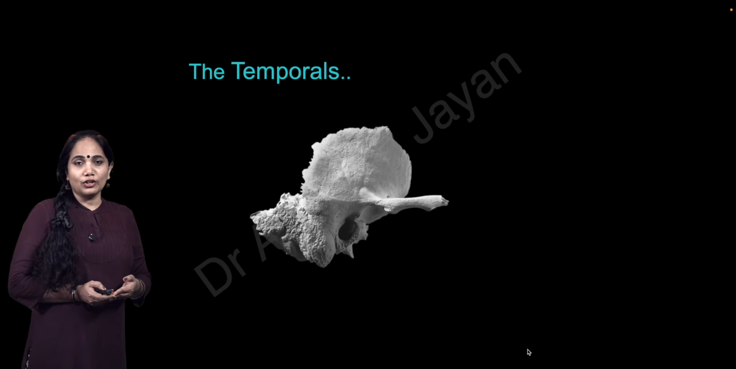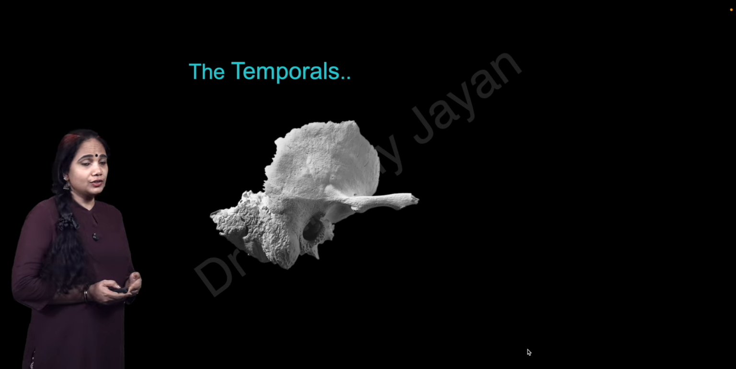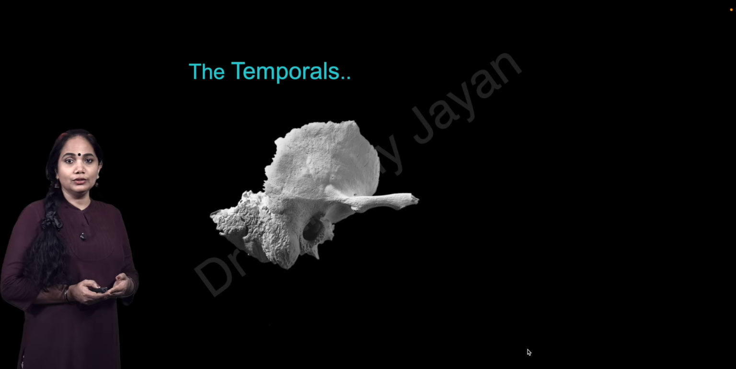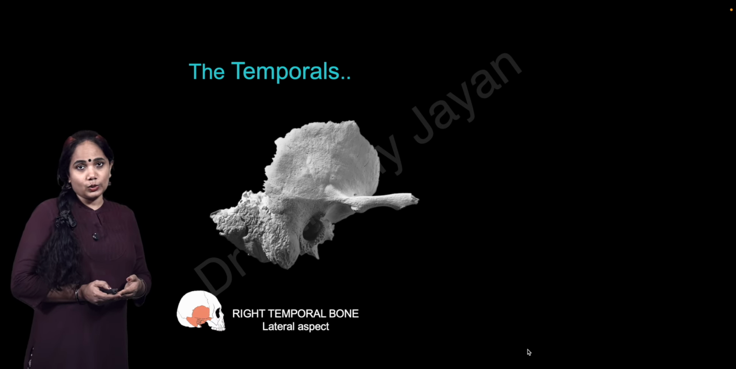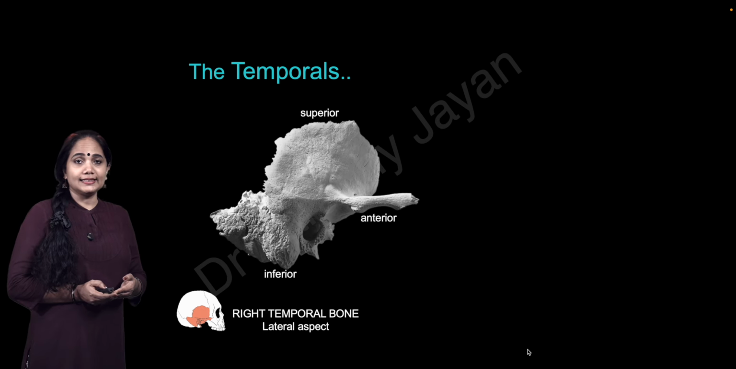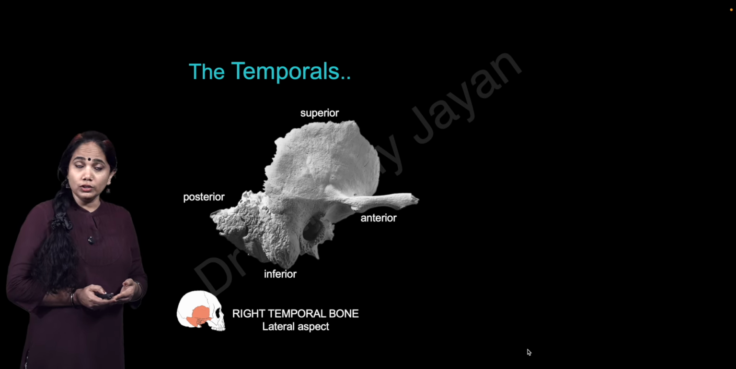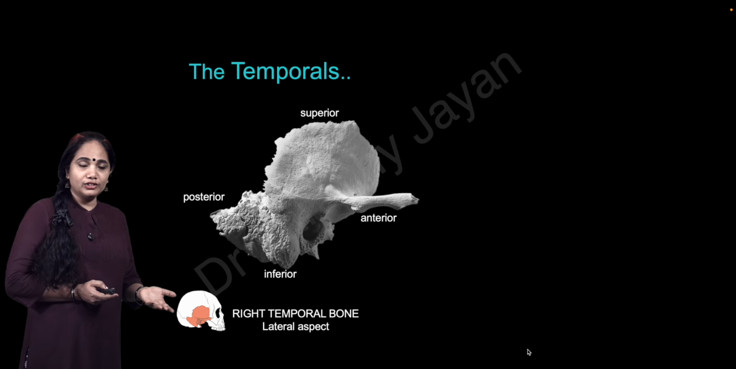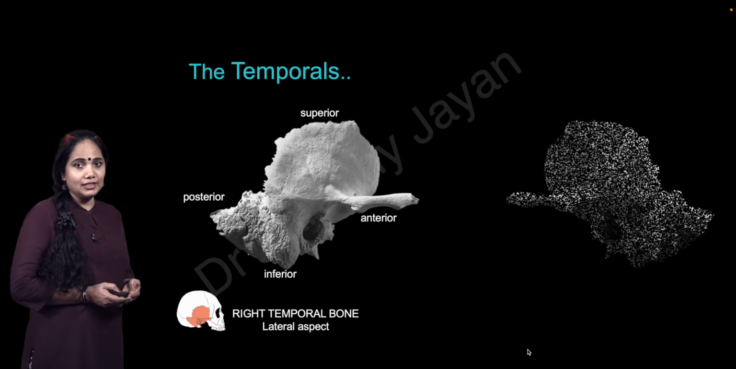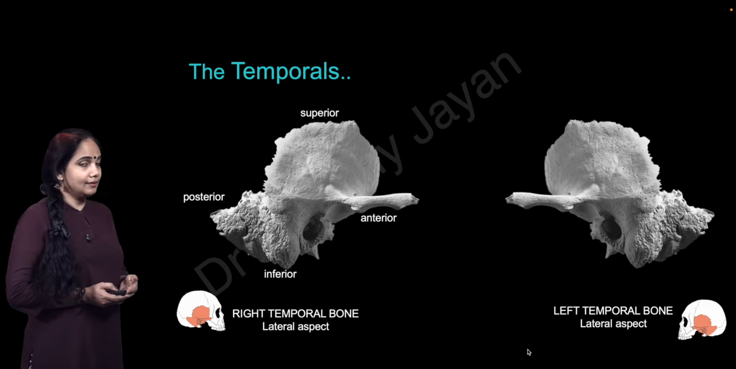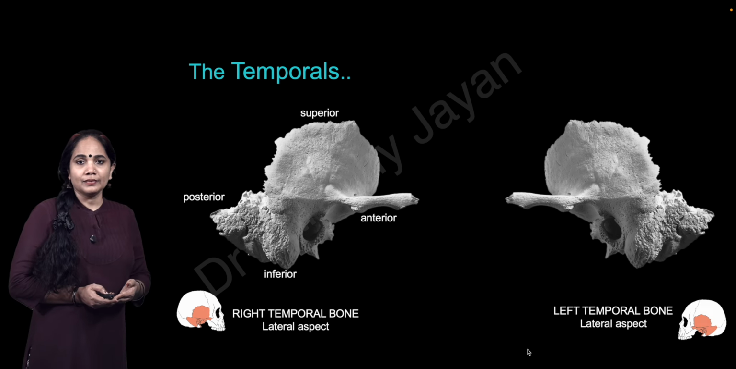Now let's go for the side identification. So here we have the right temporal bone, and this is where it is located. Here is the superior, the inferior, the anterior and the posterior poles of the right temporal. The left temporal will obviously be a mirror image. Here we have the left temporal with the same poles on the left side.